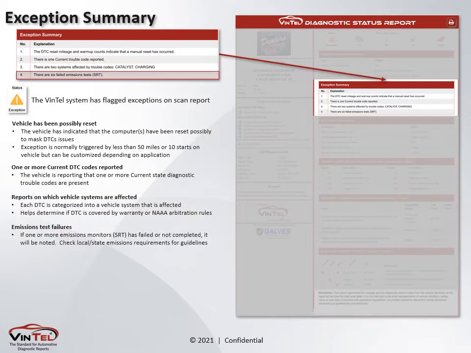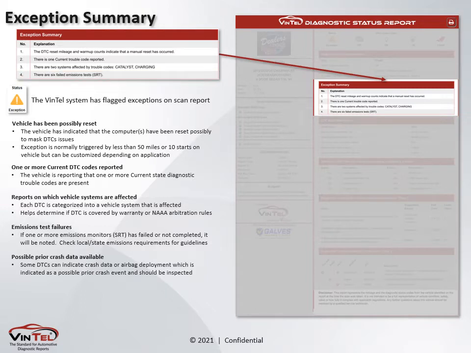In the event that the vehicle is flagged for emission failure, it will be noted here. Again, we'll cover more about the emissions testing as we continue down this report. And finally, if the VinTel scan data shows prior crash data present, an exception will be shown. When a vehicle has been involved in an accident that has affected safety equipment, some of the diagnostic DTCs will store history of this event until properly cleared or repaired. If these DTCs are present, they are identified further down in the DSR report and can be compared against any vehicle history reports and/or trigger the vehicle to be inspected by qualified personnel.